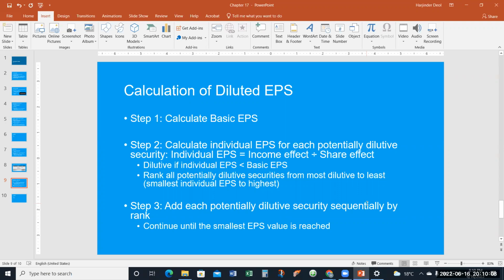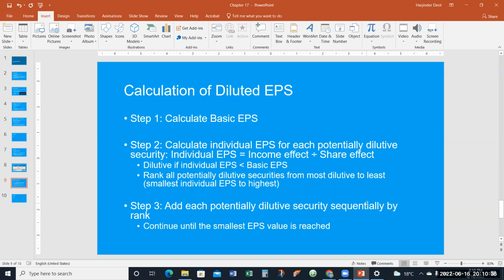But just keep in mind, if your basic EPS is a loss, that's the diluted EPS. But if your basic EPS is a profit amount, then you want to compare the individual EPS to the basic EPS, and any of the options that are in the money will always be dilutive because they have zero income effect. So their individual earnings per share is zero. The others, it depends. They may be dilutive, they may not. So that is a very important step.